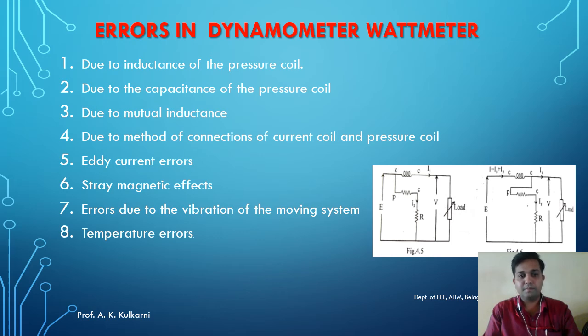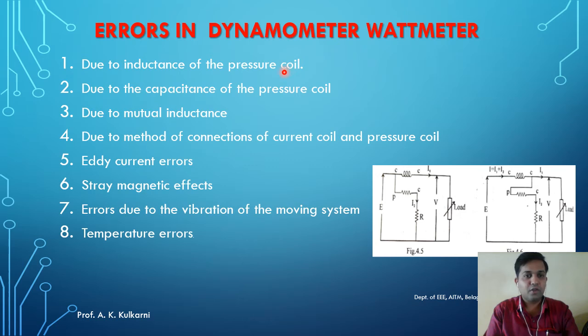type of wattmeter. Okay, so mainly there are 8 errors. The first one is the error due to the inductance of the pressure coil, then the error due to the capacitance of the pressure coil, the error due to the mutual inductance, the error due to the method of connection of current coil and pressure coil, eddy current errors, stray magnetic effects, error due to the vibration of the moving system, and temperature errors. So these are the various errors we can see in the wattmeter.